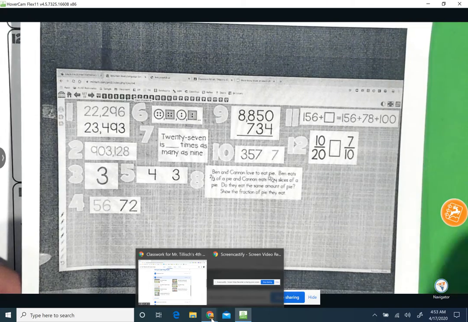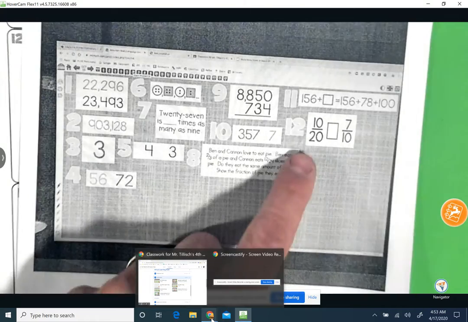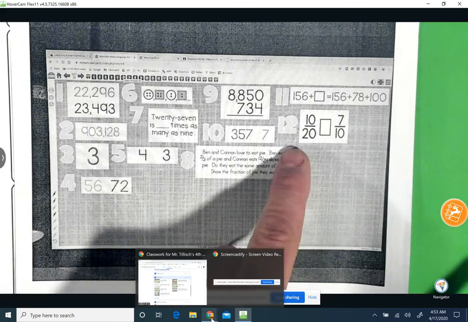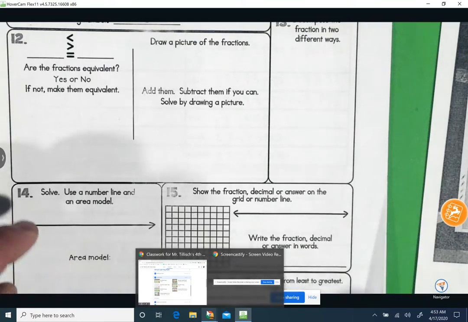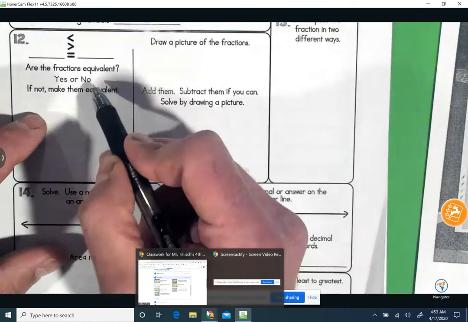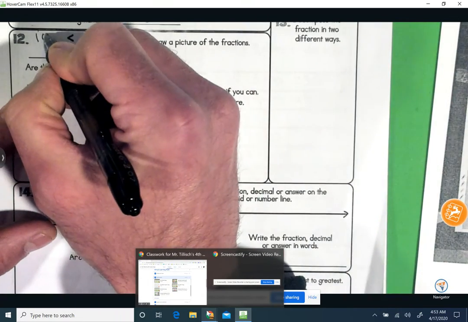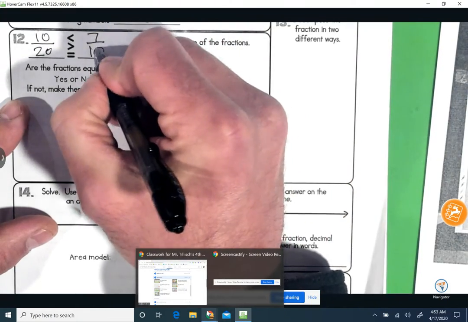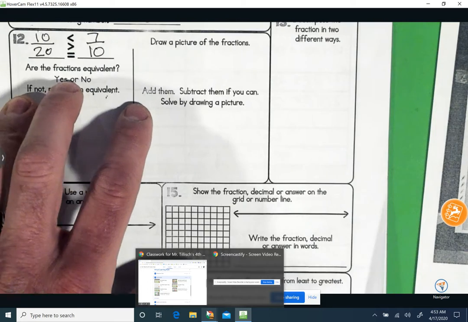10/20ths and 7/10ths are the two numbers that we will be working with in number 12 today. And in my opinion, these numbers are friendly. They are going to be a bit more friendly to work with as we try to figure out, are they equal or are they not equal, and then eventually making them equivalent. 10/20ths and 7/10ths. Okay. What we want to do first is figure out, are these fractions equivalent?